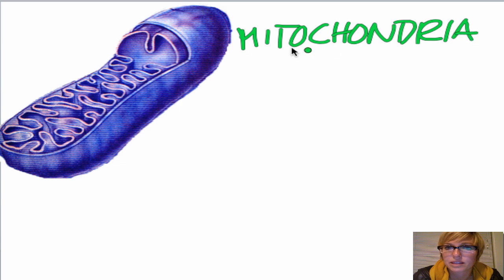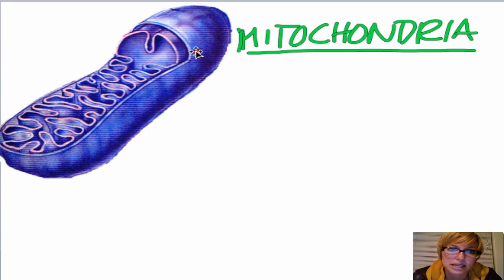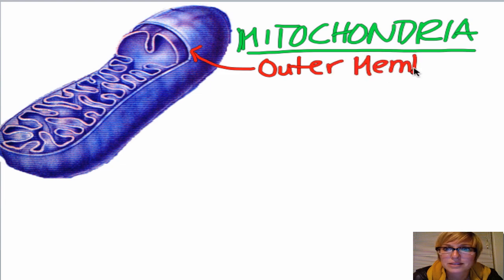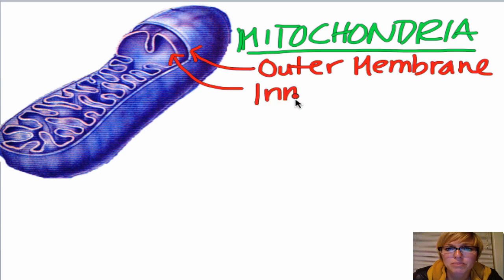Mitochondria. So the mitochondria is really cool. First, it's a double membrane organelle, which basically just means it's got two membranes. And they're very, very cleverly named. The first membrane is called the outer membrane. Wow, so clever, right? And the inner membrane that's kind of all folded up and scrunched up within the outer membrane is called, you guessed it, the inner membrane.